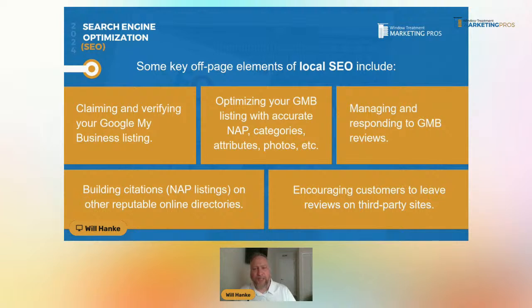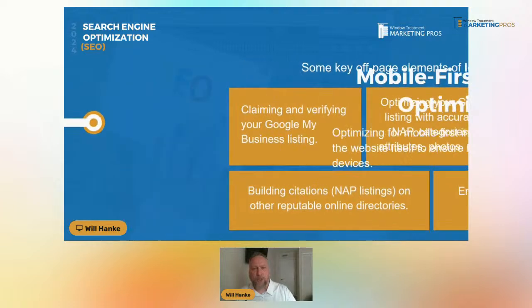Claim and verify your listing. Start to build what we call citations, or mentions of your business around the web. Examples of that are your Facebook page and your Better Business Bureau profile. Even if you're not paying for that, you can still optimize that listing, add in your hours, and make sure the phone number is correct. Ask clients to leave reviews on some of these other websites. All of that influences your local search engine optimization.